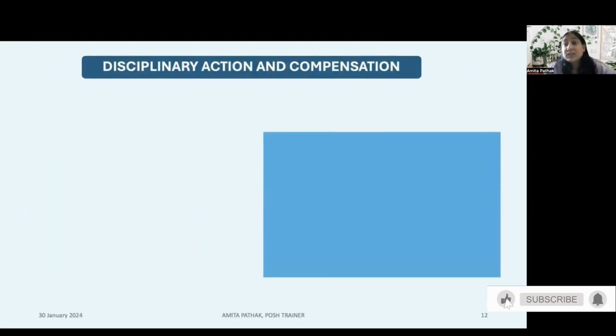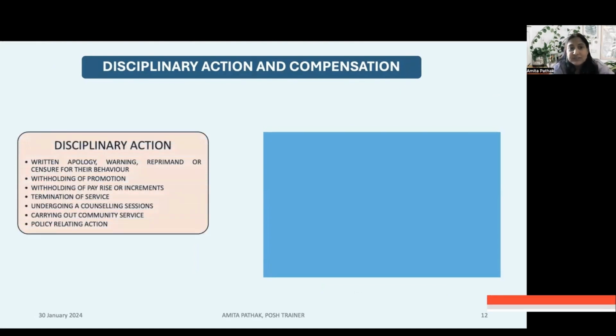Next comes disciplinary action and compensation. If the complaint is true and the respondent is found guilty, what type of disciplinary action and compensation can be asked for? Written apology, warning, reprimand, censure for their behavior, withholding of promotion, pay rise or increments, termination of services, undergoing a counseling session, carrying out community service, policy related action. If every organization has an anti-sexual harassment policy in place in the service rules, the disciplinary action can be taken by referring to those policies.